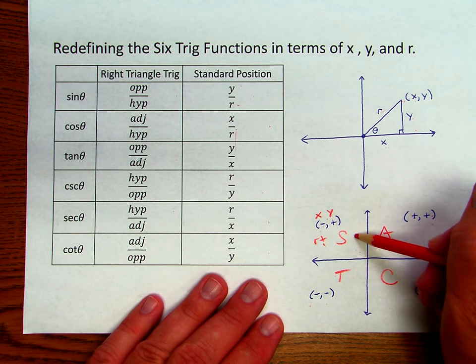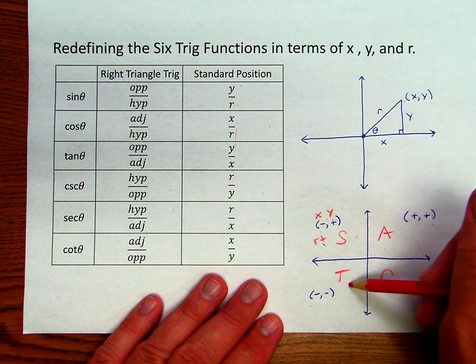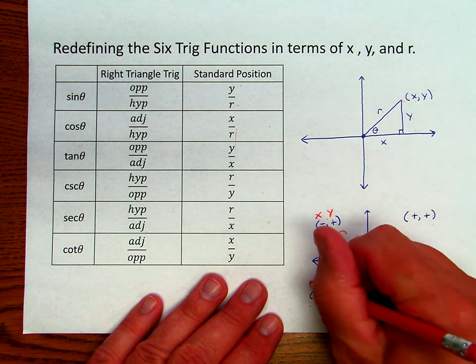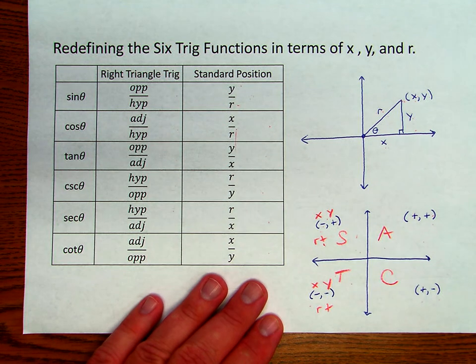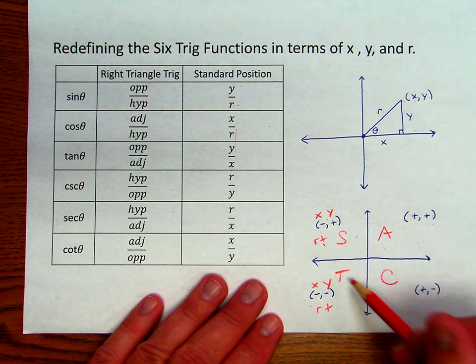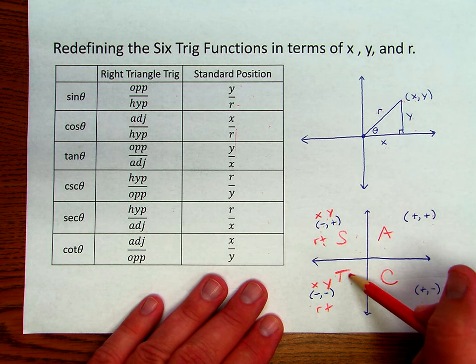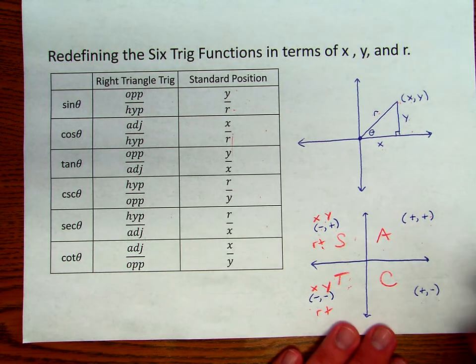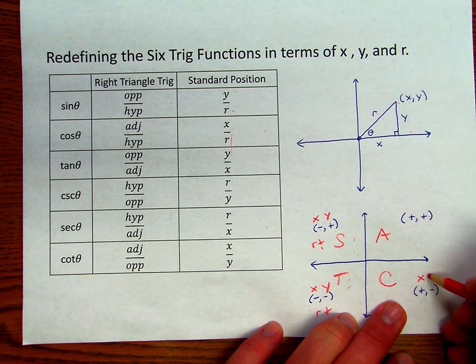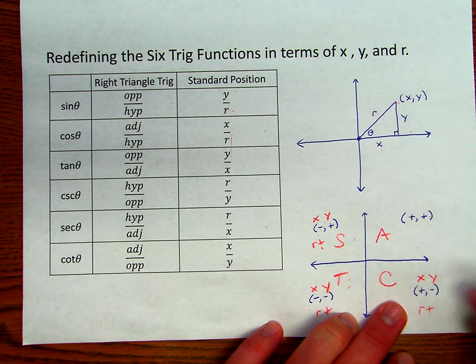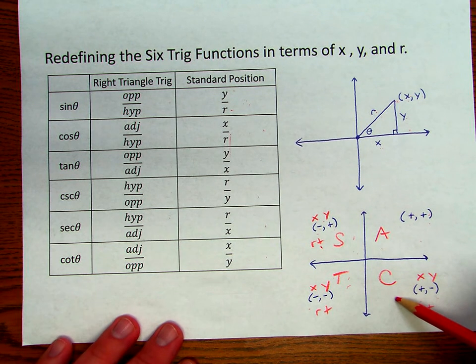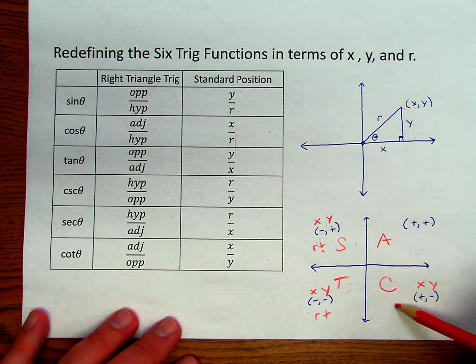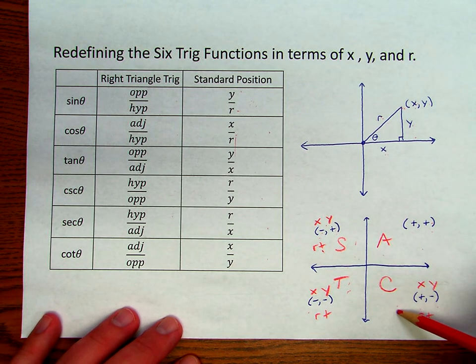We can go through the exact same thing in this quadrant in terms of x is negative, y is negative, r is always positive. Set up all your fractions. Tangent and cotangent are the only 2 positive trig functions in the third quadrant. Everything else is negative. In the fourth quadrant, x is positive, y is negative, r is always positive. So when you set up all these fractions, it turns out cosine and its reciprocal secant are the only 2 positive in the fourth quadrant. Everything else is negative.